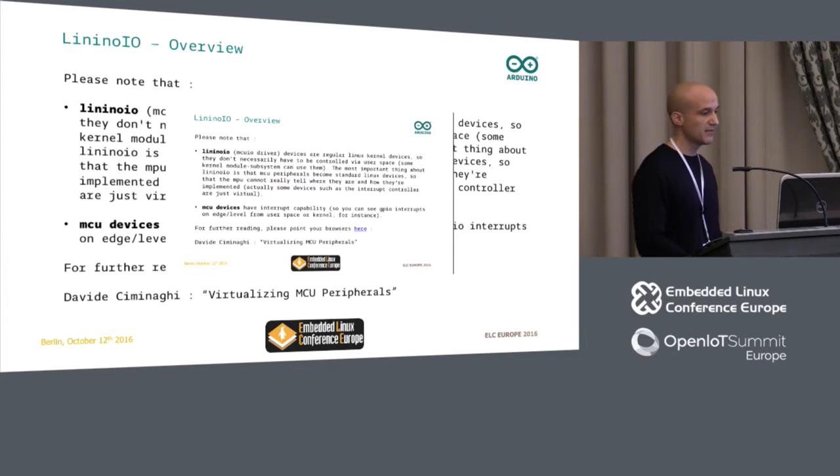So, a couple of remarks about LininoIO. The LininoIO MCU.io driver devices are regular Linux kernel devices, so they don't necessarily have to be controlled by user space. And as well, a kernel module subsystem can use them, as it should. The most important thing is that MCU peripherals become standard Linux devices, so that the MPU can tell where they are and how they are implemented. Just think about them as a sort of mapping. And MCU devices, the ones we are dealing with, have interrupt capability. So you can see GPIO interrupts on edge or level from user space or kernel. If you want to go deep with the concepts, you can click on this link and read the paper of my colleague, who developed all the stack.